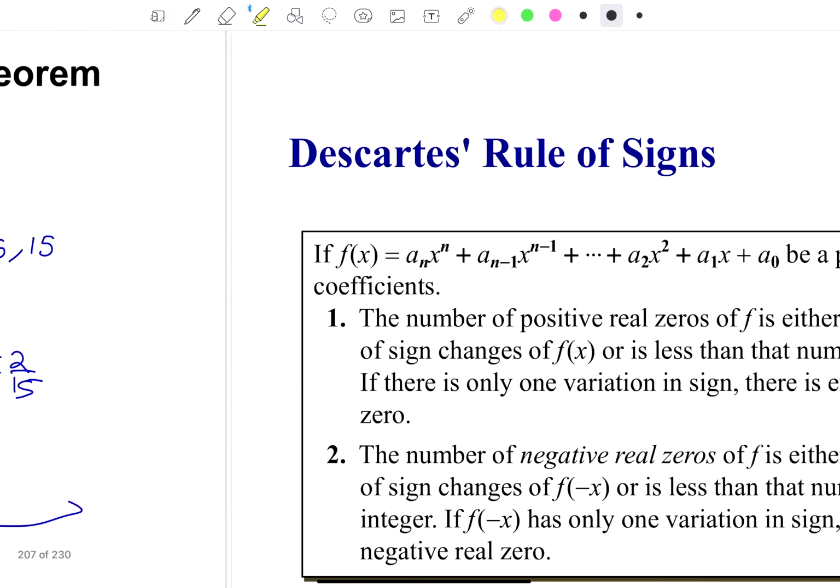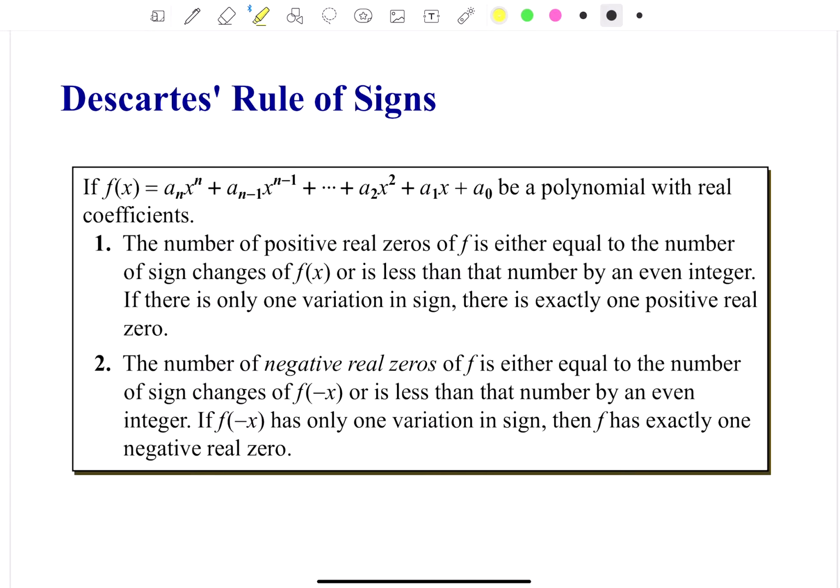Descartes' rule of signs helps us narrow our list of possible rational zeros down. Descartes' rule of signs says if we have a polynomial with real coefficients, the number of positive real zeros is going to equal the number of sign changes of f of x, or is less than that by an even integer. The number of negative real zeros of a polynomial is either equal to the number of sign changes in f of negative x, or is less than that by an even integer.